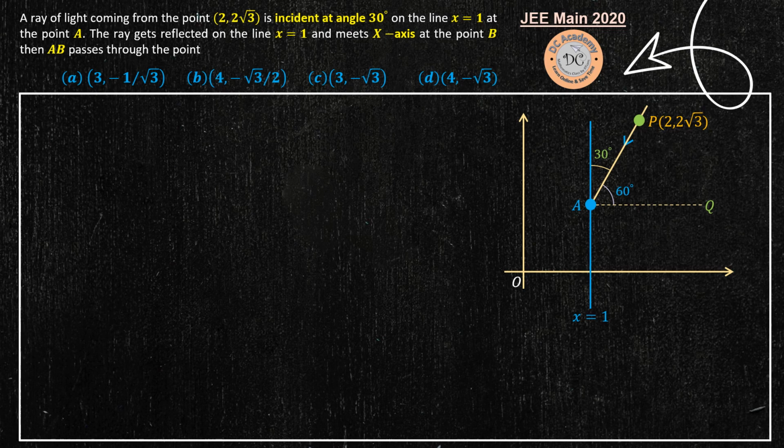Okay, now we know that the incident angle and reflected angle are equal, according to the concept of physics. Therefore our reflected ray will pass through some particular point so that it makes an angle of 60 degrees with AQ and an angle of 30 degrees with respect to the x equal to 1 line. That's why we are able to draw the reflected ray which intersects the x-axis at point B. So now our job is to find the equation of the line AB. That's it. Now let's see how we go ahead.